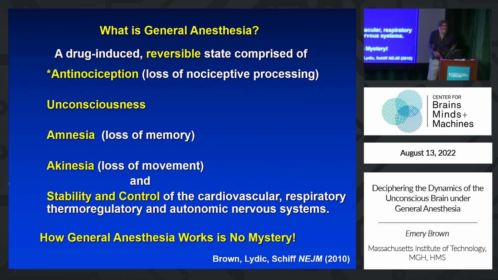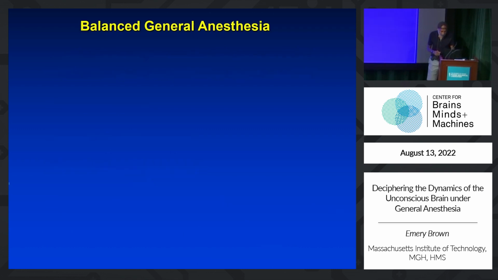All right, so what is general anesthesia? It's a drug-induced reversible state that consists of antinociception, meaning you're not processing pain information, you're unconscious, you're amnestic, you're not moving around while the surgeons are operating, and you maintain physiological control. All right. So reversible, we bring you into the state with drugs, and we let the drugs wear off, and you come out. So what do we actually do? I mean, how do we actually carry this out?